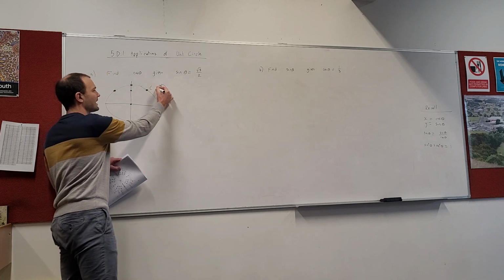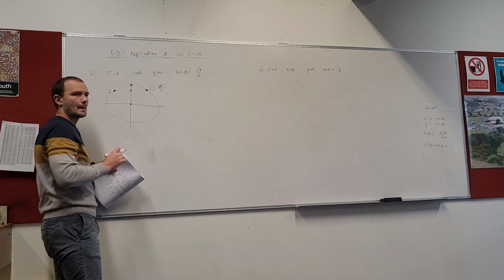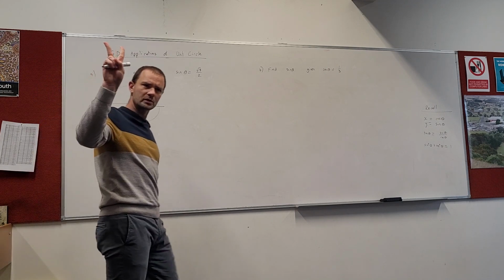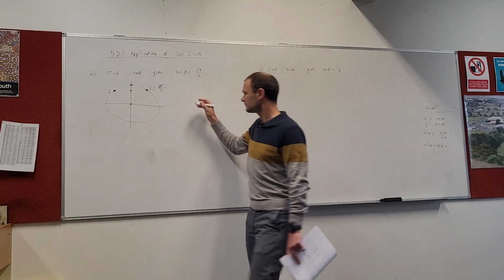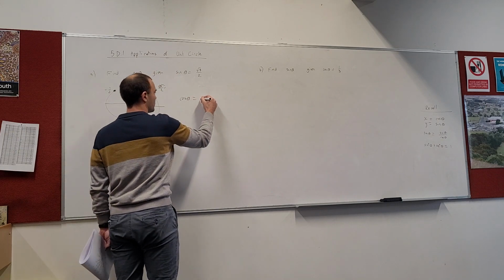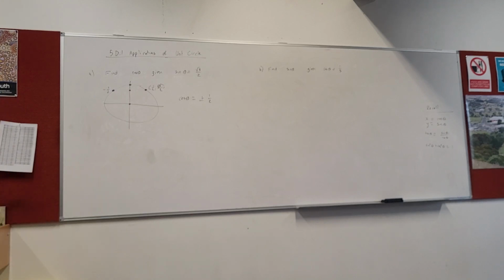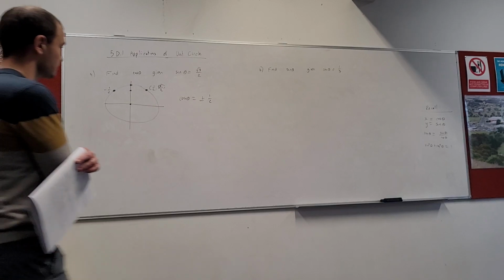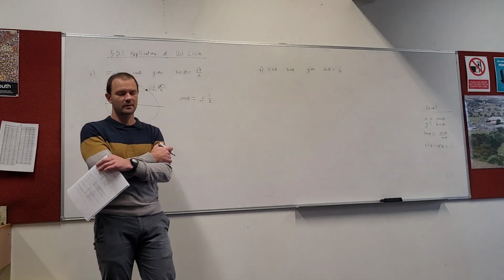So what's the corresponding x-value? Half. Okay. Over here, the x-value is minus half. So there are two solutions for cos theta given sine theta is root 3 on 2. We can just say cos theta equals plus or minus half. Okay, that's it for the first one. Let's move on to the next one.